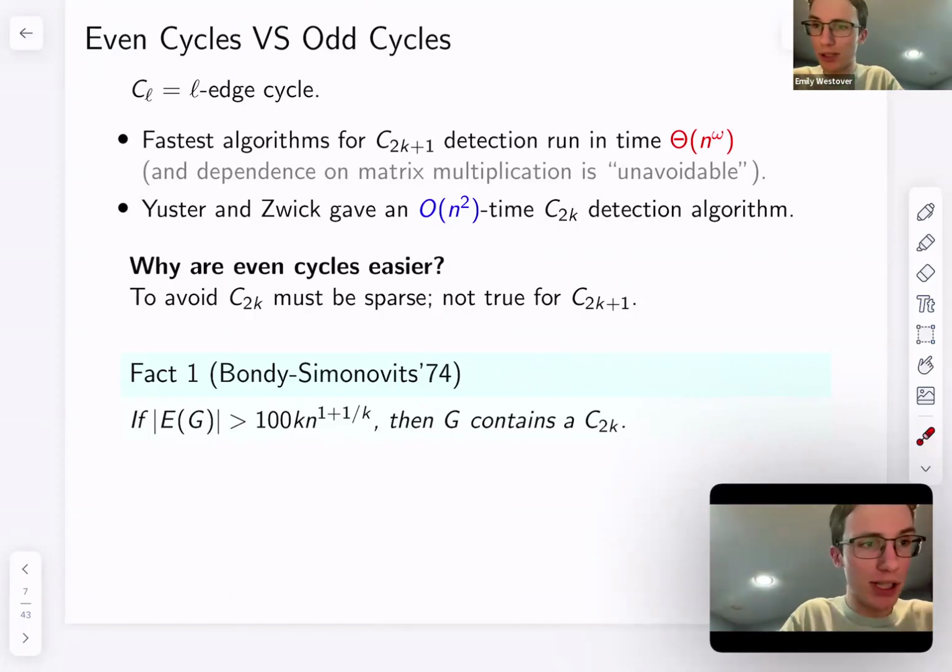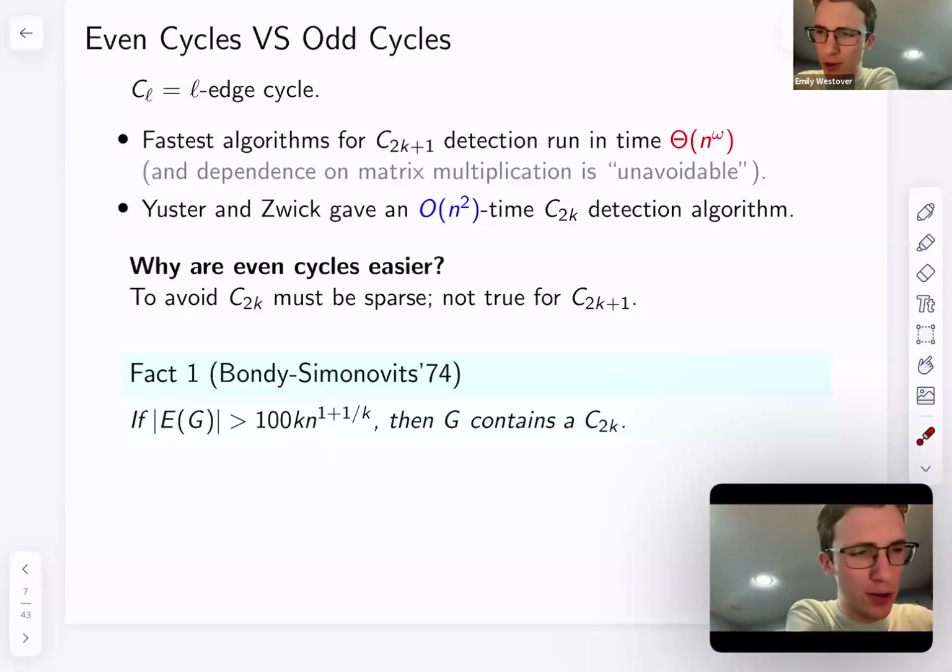To make this a bit more precise, we have this theorem by Bondy and Simonovits. For instance, one case that we especially care about is if you have more than n^(4/3) times 100 edges, then you must have a 6 cycle. Intuitively, this type of extremal result is what makes it possible to do really interesting algorithms for detection and listing for even length cycles.